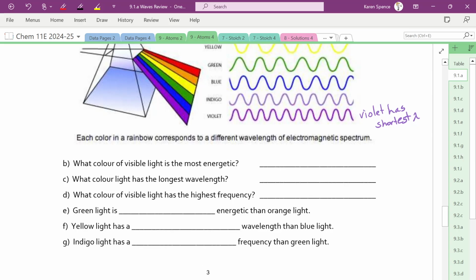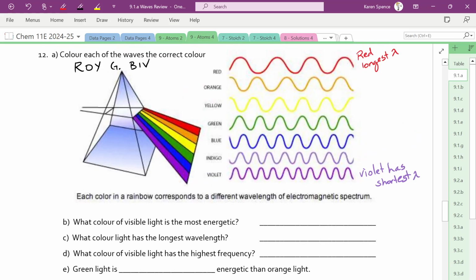Okay, now that you've not finished coloring, what color of visible light is the most energetic? Violet. Which color of light has the longest wavelength? Red. Which has the highest frequency? Violet.